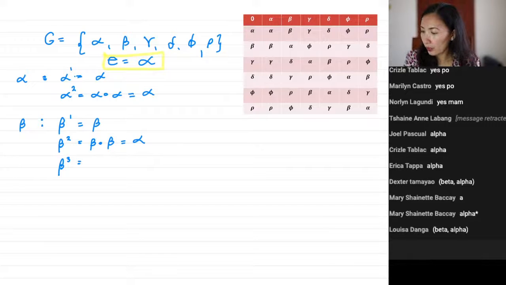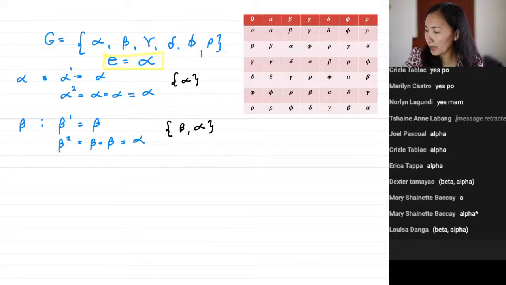Okay, so we will not proceed with this anymore. The set that we have generated here is simply alpha. In the second, we have generated beta and alpha. How about the next? Take delta or gamma.